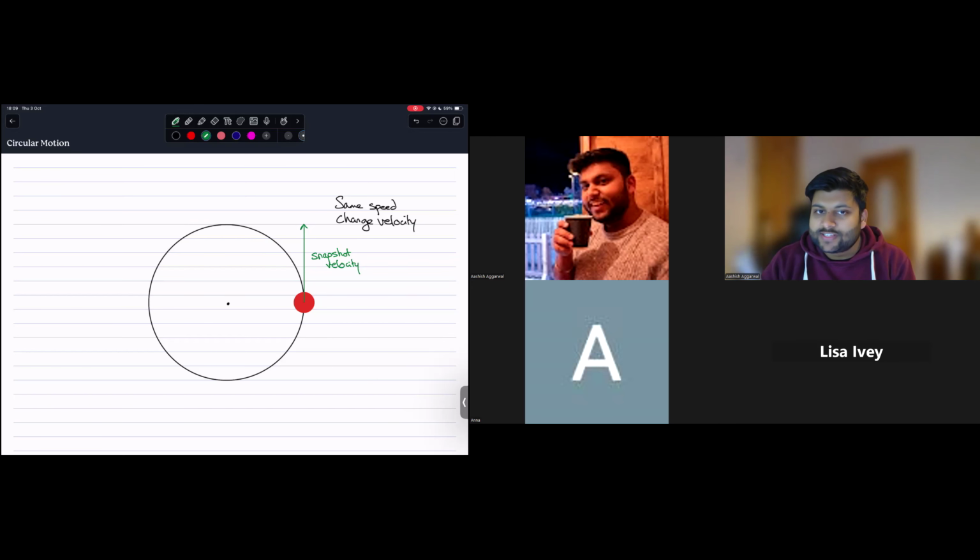So something's got to be keeping it in. Something by definition has to be acting this way to keep it in that circle. So what could that be?